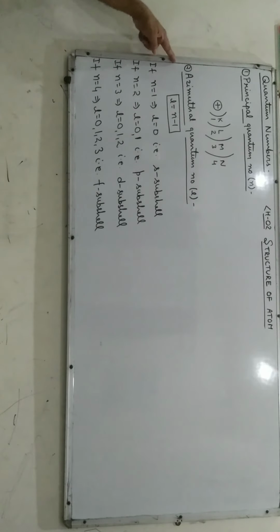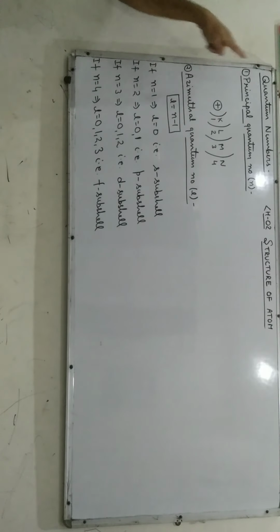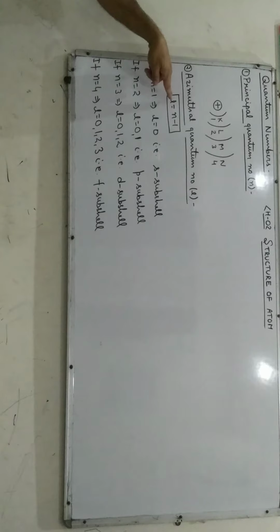The second quantum number is the azimuthal quantum number. It indicates the subshell, and its value is dependent on the principal quantum number, that is n. l is equal to n minus 1.